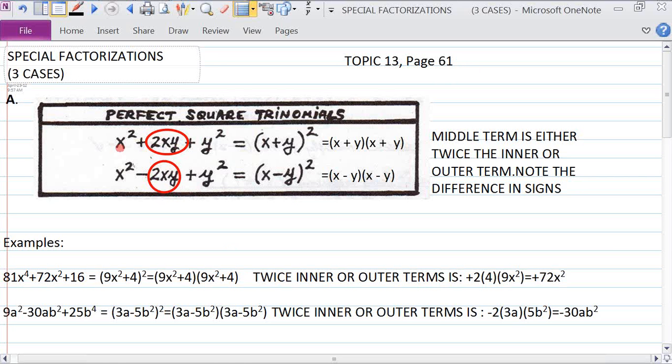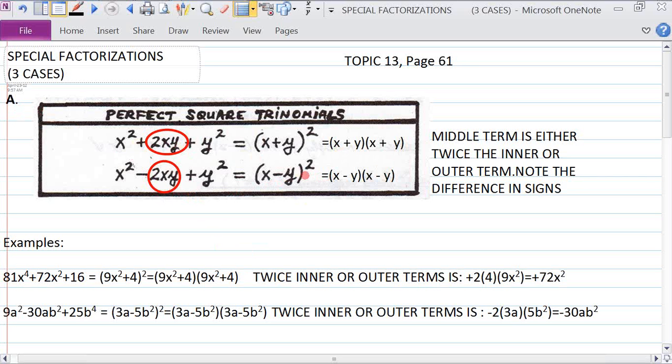And right here we see x squared plus 2xy plus y squared can be written as x plus y squared, which is equal to x plus y times itself. And if you combine the inner xy and the outer xy, we get the plus 2xy. If you include the signs, plus xy plus xy gives us plus 2xy.